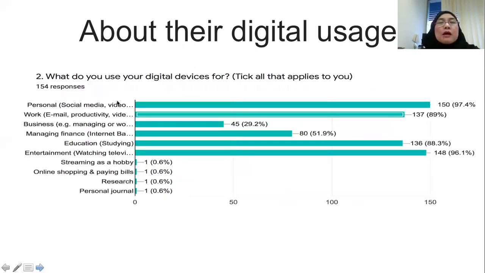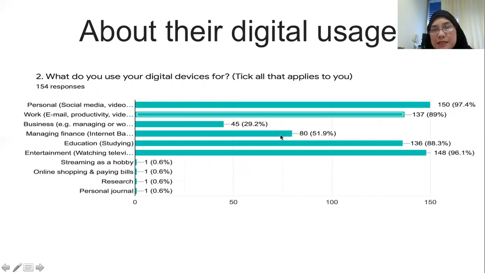Next. Now, what do you use your digital devices for, and tick all that apply? A vast majority, about 150 respondents out of 154, or 97.4%, said they use it for personal use, which means social media, video, and so forth. And the others who responded said they use it for work. About 89% say they use it for work.